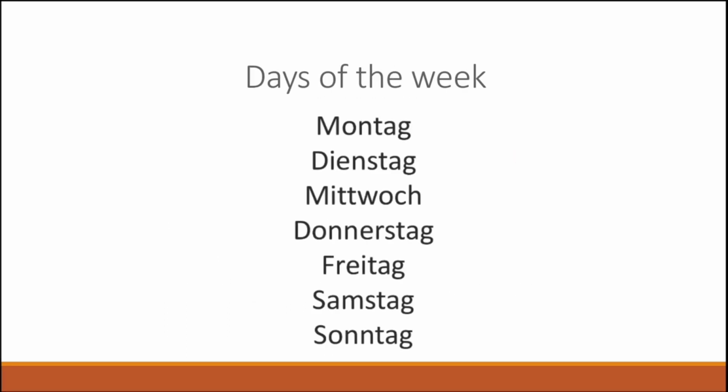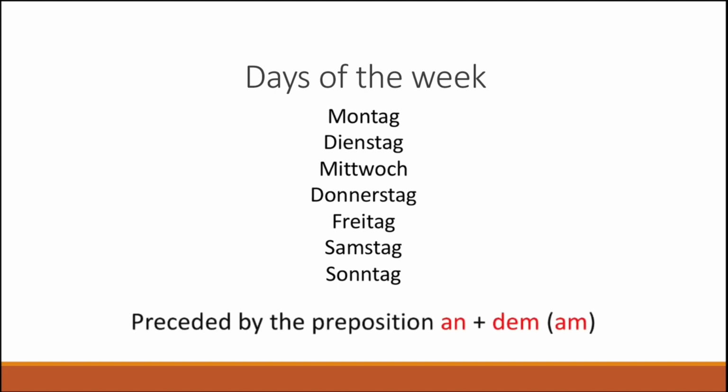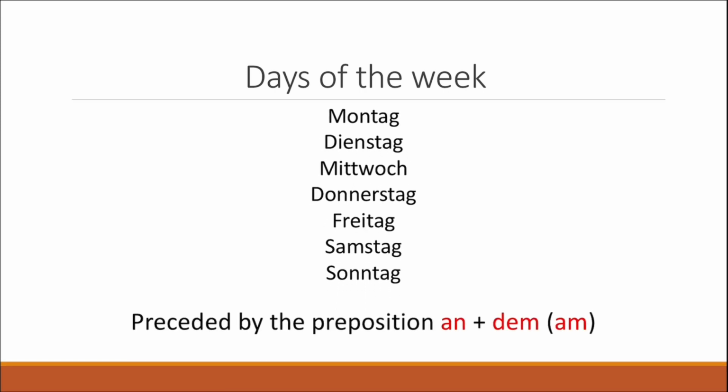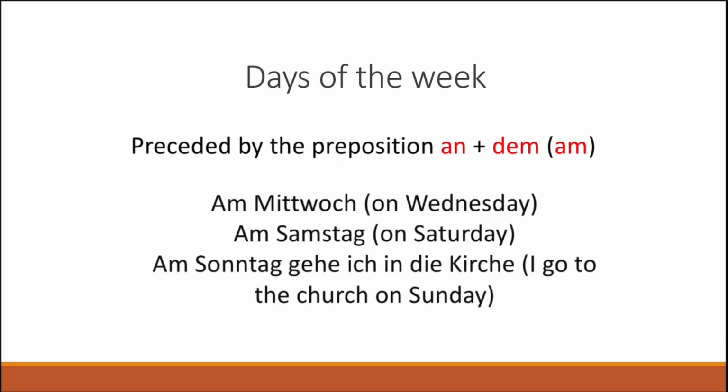Following now, we're going to talk about the days of the week, and in German, we have Montag, Dienstag, Mittwoch, Donnerstag, Freitag, Samstag, Sonntag, which all mean Monday, Tuesday, Wednesday, Thursday, Friday, Saturday, and Sunday. And there's a difference between them and the seasons and the months, because they are preceded by the preposition an dem, which can also be expressed as am. Here and below you can see some other examples.